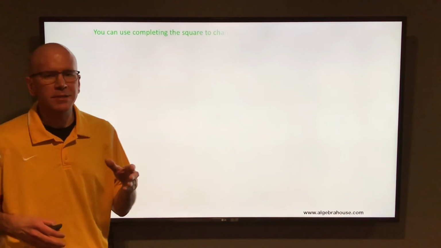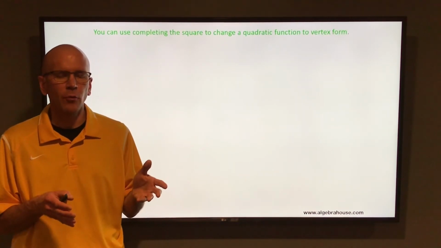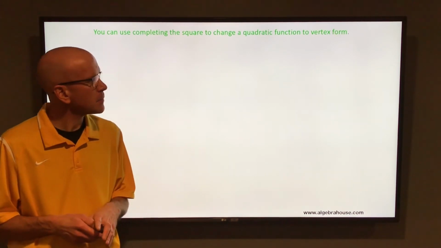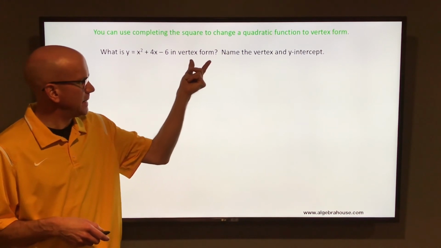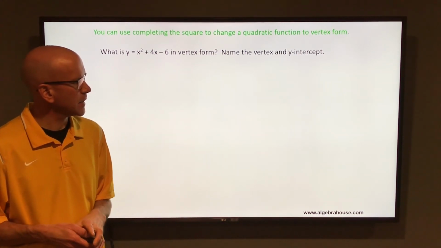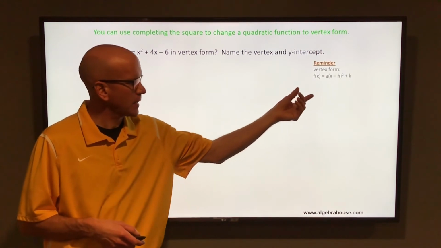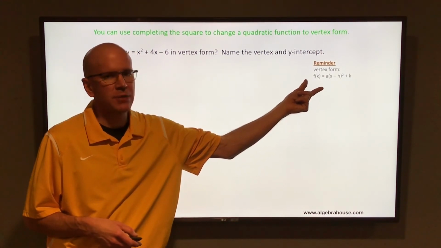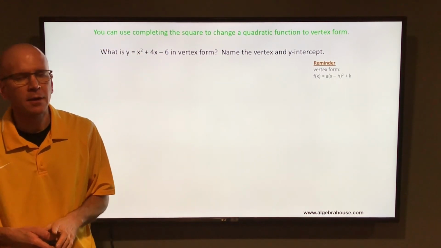You can use the concept of completing the square to change a quadratic function from standard form to vertex form. It says, what is y equals x squared plus 4x minus 6 in vertex form? Name the vertex and the y-intercept. So if you remember, vertex form is f of x equals a times x minus h squared plus k, where h and k would be the x and the y coordinates of the vertex.